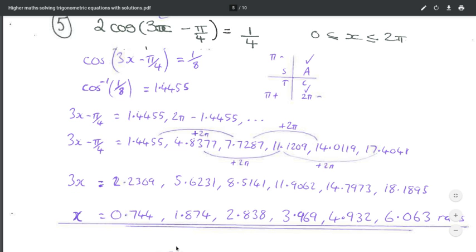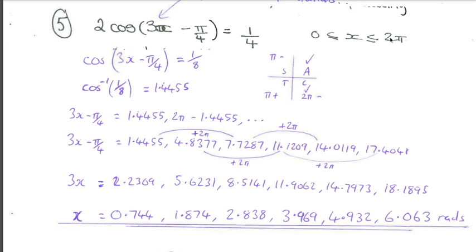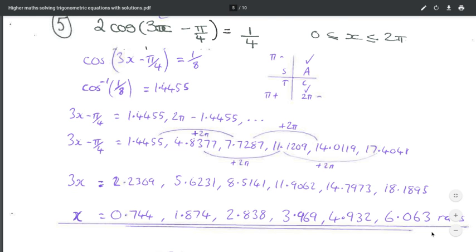Now we need to check at the end are all of these values within the domain 0 to 2 pi. Remember guys, pi is 3.14159. So if I double that, I'll get 6.28. So I'm looking between 0 and 6.28. All 6 of these values are between 0 and 6.28. So all 6 of those are the correct answers.